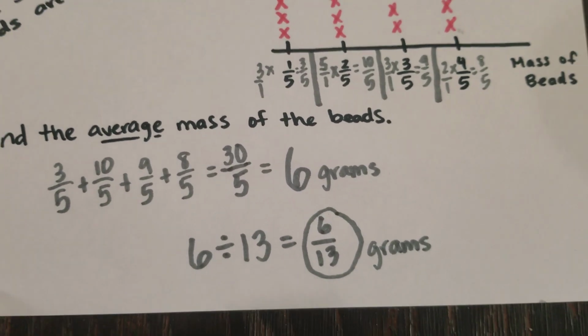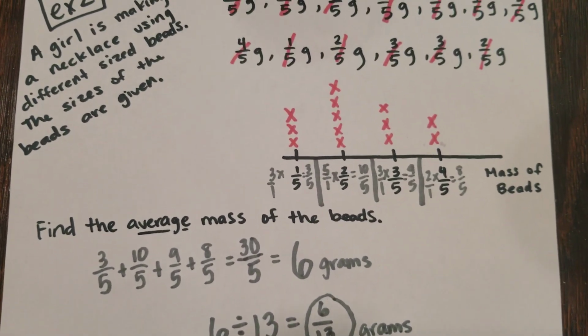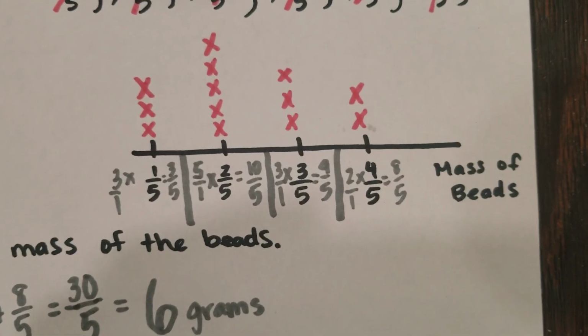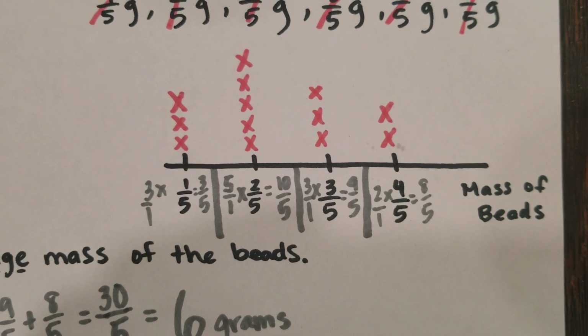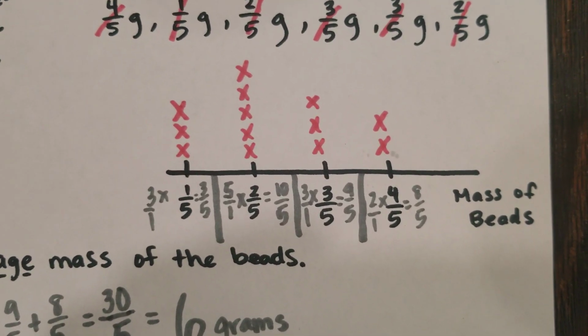And that is my answer. All right, guys, so that is lesson 9.1, line plots. Line plots look like this. It organizes our data by categories with little X's on top, and we can answer all kinds of questions with it.